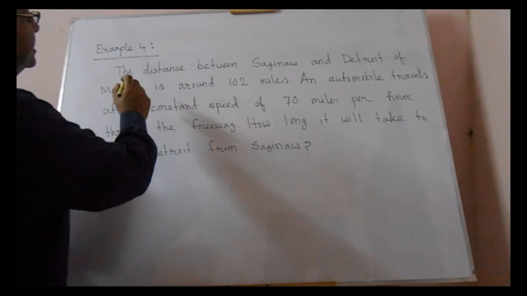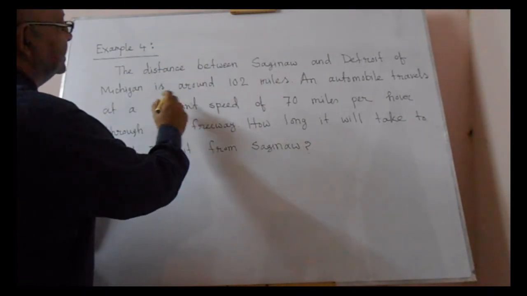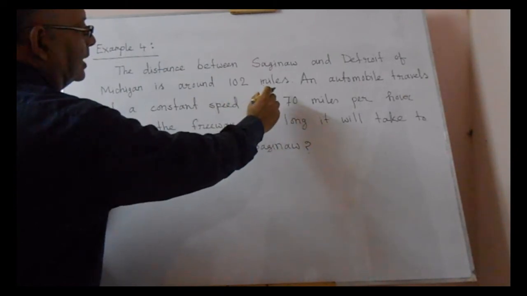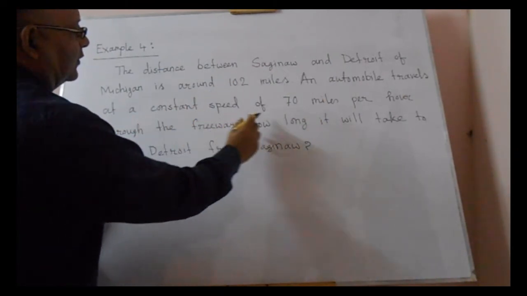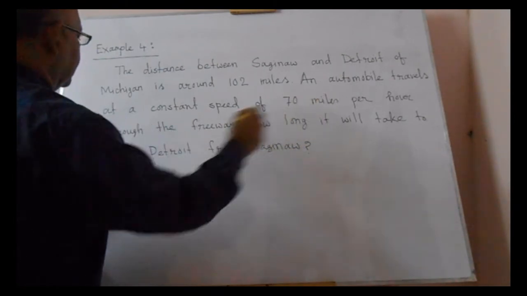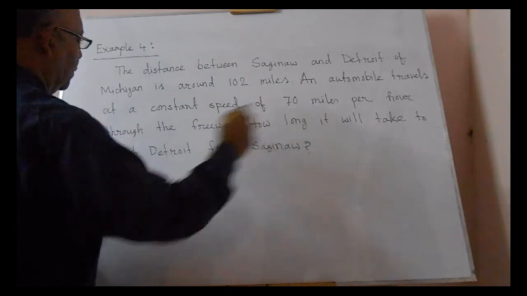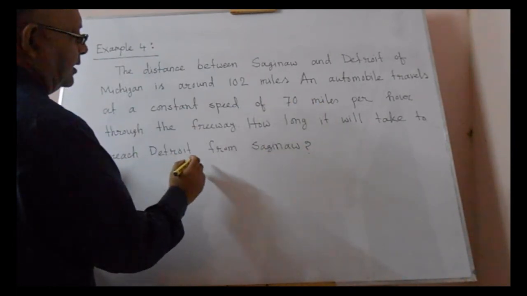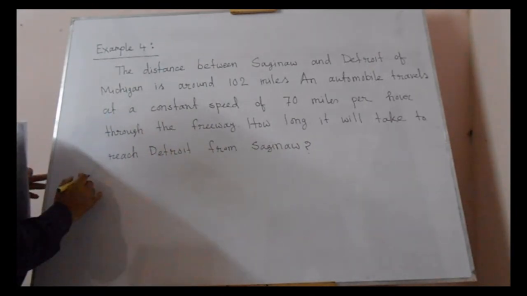Example 4. The distance between Saginaw and Detroit of Michigan is around 102 miles. An automobile travels at a constant speed of 70 miles per hour through the freeway. How long will it take to reach Detroit from Saginaw? Now we are going to solve this example.